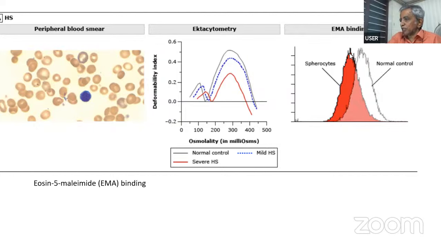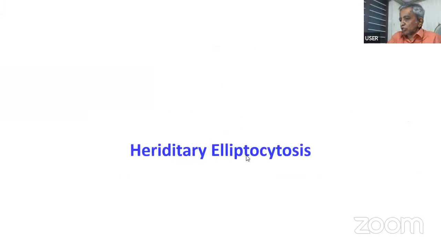Here, it's all computer made. You find normally there will be a peak like this. If you find this shifted to the left side, it indicates that there is a spherocytosis. So the test is known as EMA binding, eosin 5-maleimide binding using flow cytometry. Normally you find something like this; here you find it goes to the left side. And there's also one more test called ektacytometry. That's also a newer test, may not be available everywhere. A high-tech hematology lab will have it. So this you should know.